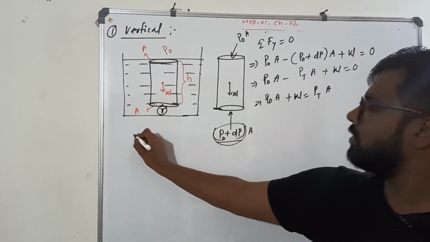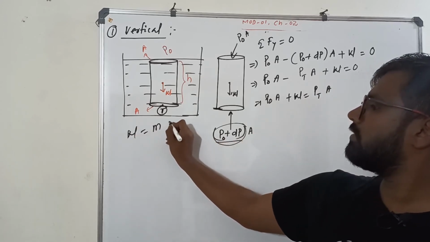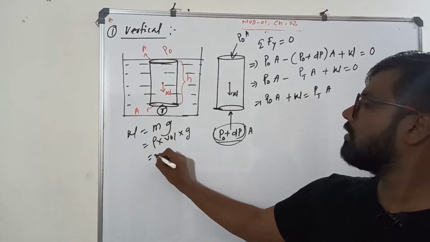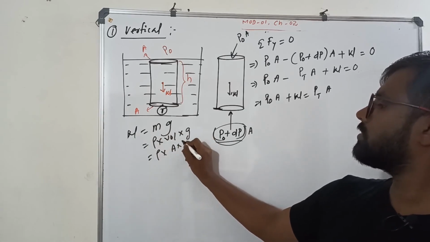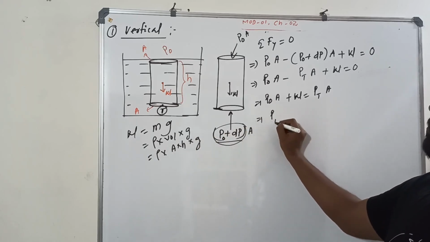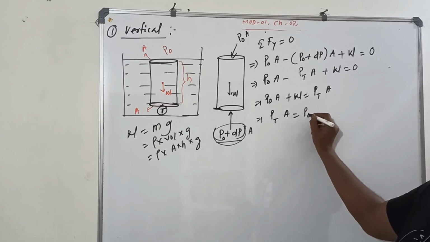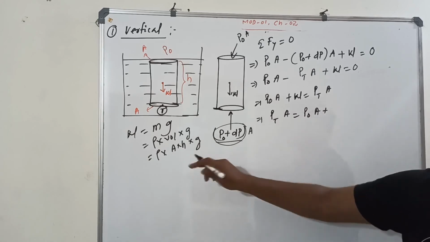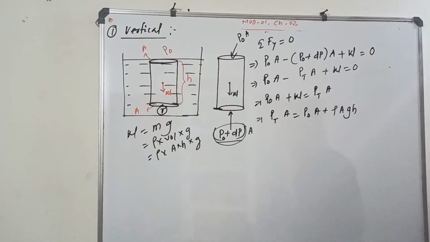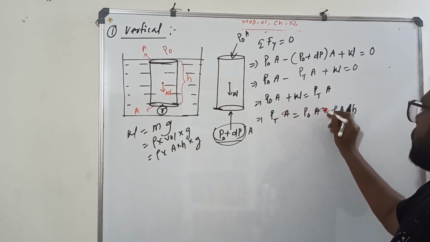Sir, how much is W? Weight of the fluid acting vertically downward, M into G. M is density into volume, into G. Density equal to cross-sectional area into height into G. So what you got? Pt into A is equal to P naught A plus rho A G H. Take common A from everywhere.